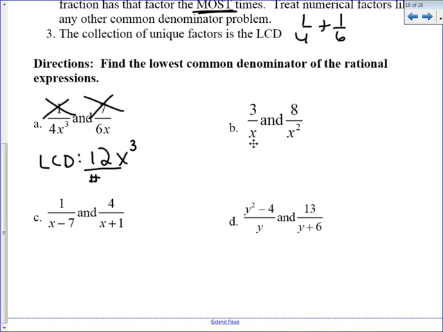So in B, my two denominators, I have an x and I have an x squared. Any ideas what my common denominator would be? Dennis? Yeah. Sure. That both of them can go into. Yes. You want these numbers to go into our LCD, as opposed to a GCF, which goes into our numbers. It's the other way around.